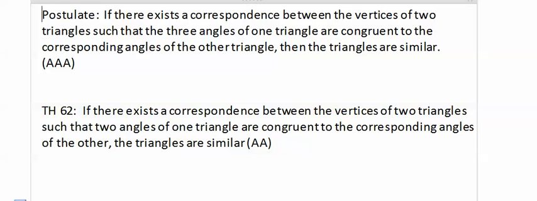The first theorem that we're going to learn in this section, Theorem 62, is kind of a play on the postulate and the no-choice theorem. The theorem states, if there exists a correspondence between the vertices of two triangles, such that two angles of one triangle are congruent to the corresponding angles of the other, the triangles are similar. Again, because of the no-choice theorem, you know that if you have two angles, the third one must be congruent, and that goes back to the previous postulate.